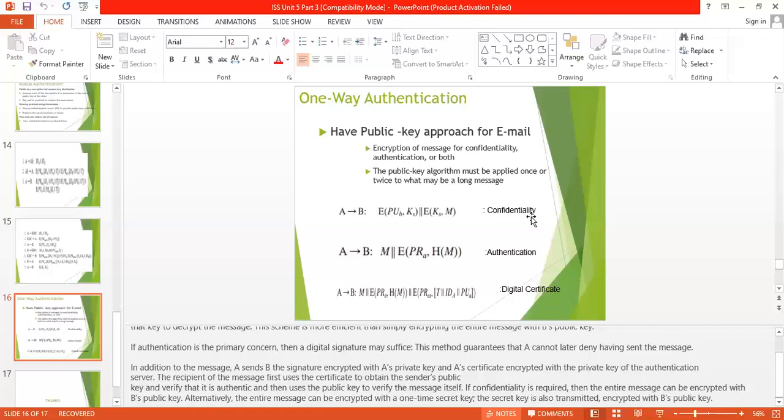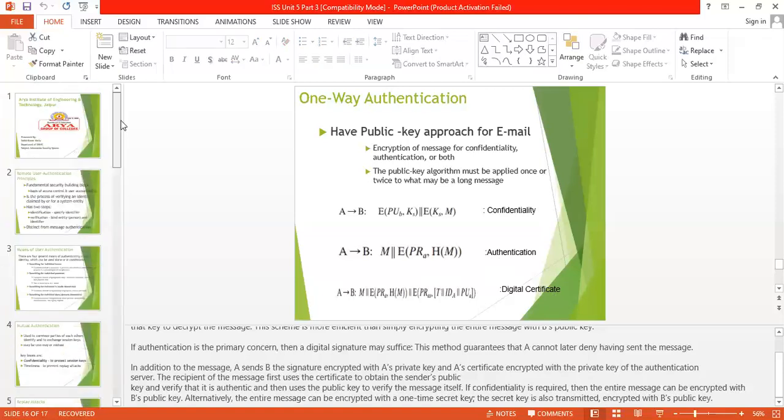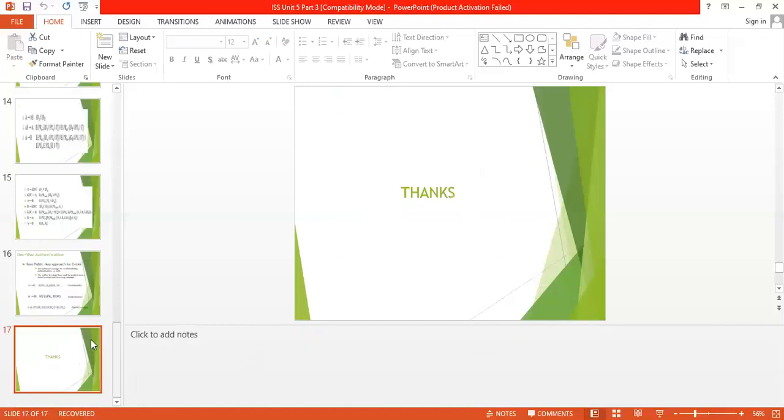So this is the confidentiality, other is the authentication, and both are included in the digital certificate. This is the one-way authentication scheme. So in this lecture we have discussed remote user authentication using symmetric encryption and asymmetric encryption.